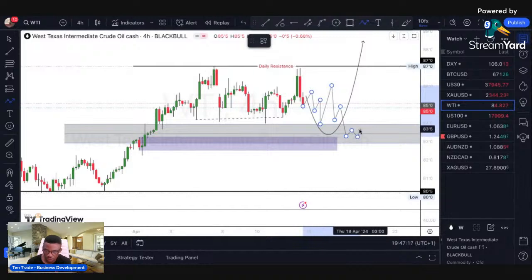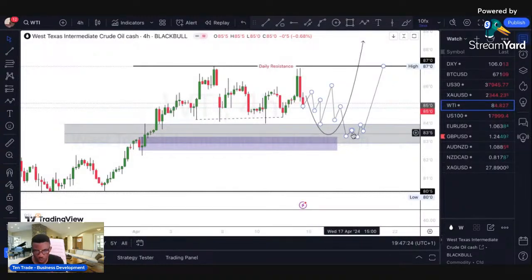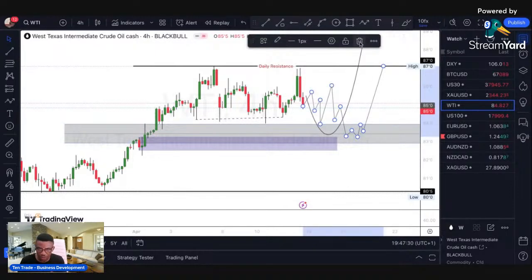What is the structure we are looking for? Breakout on the lower time frame. Then we take it up to the upside. We drop down to 1 hour, drop down to 30 minutes, drop down to 15 minutes. We must see that change of character. Then we take it up from the upside.